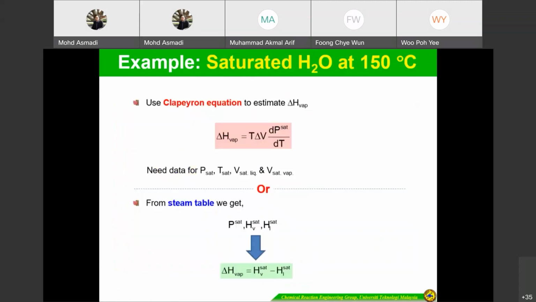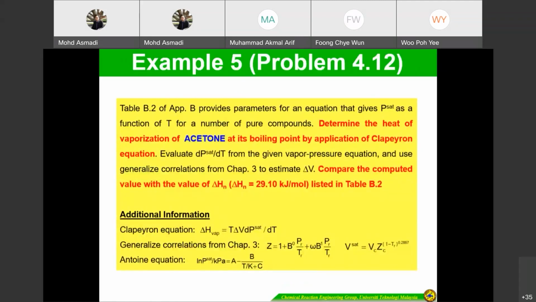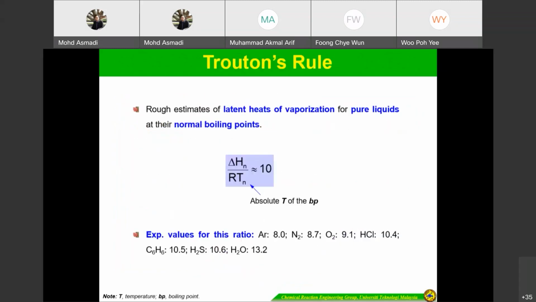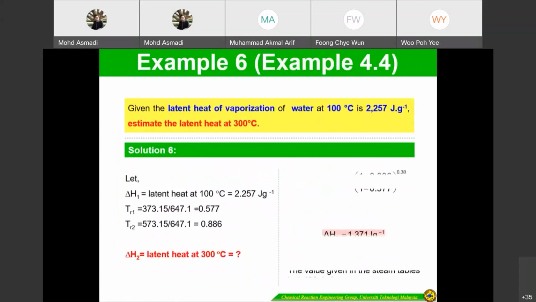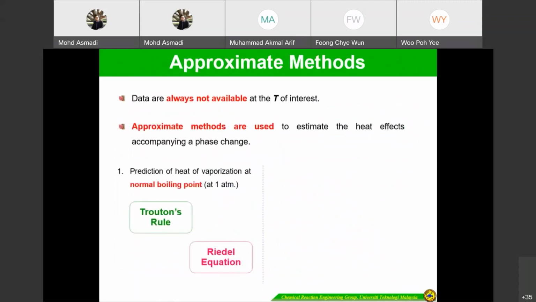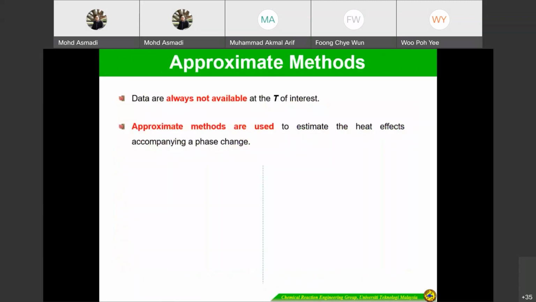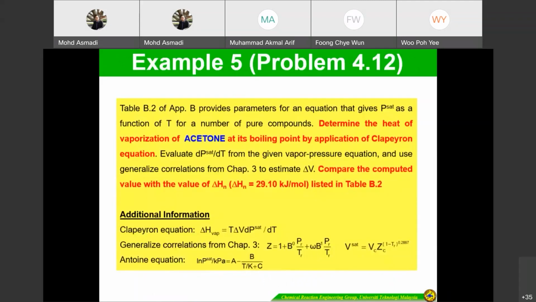Any questions about the Clapeyron equation? Okay, let's see the example. If you look at here, I think it's quite long. This one I will explain in the next class, the tutorial. I just explain the equation first. After Clapeyron, the example I will explain next class, during the 1 hour class.